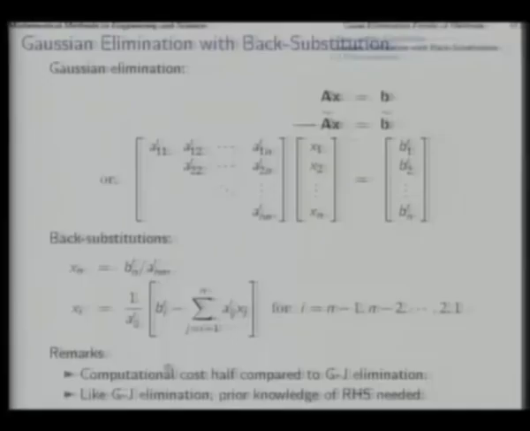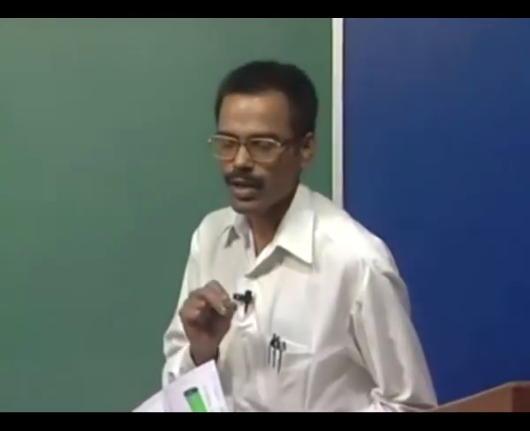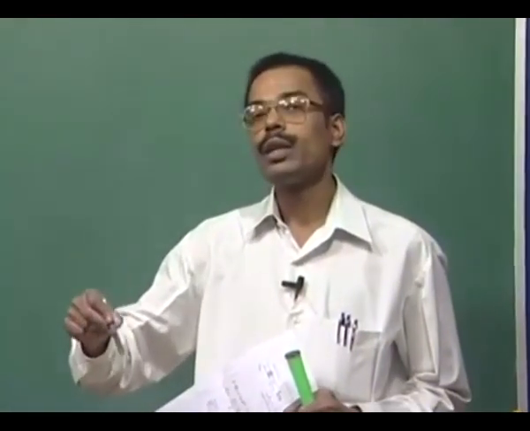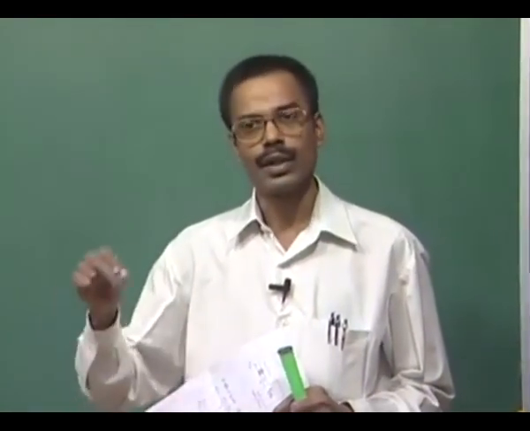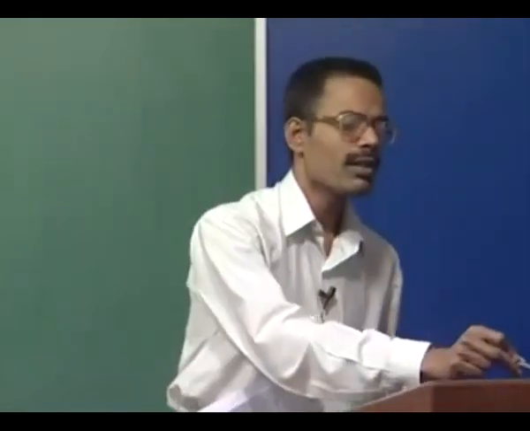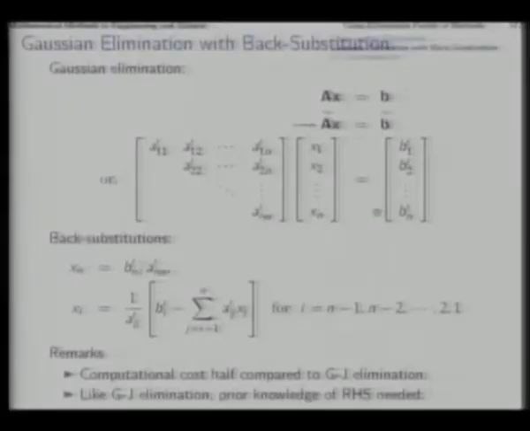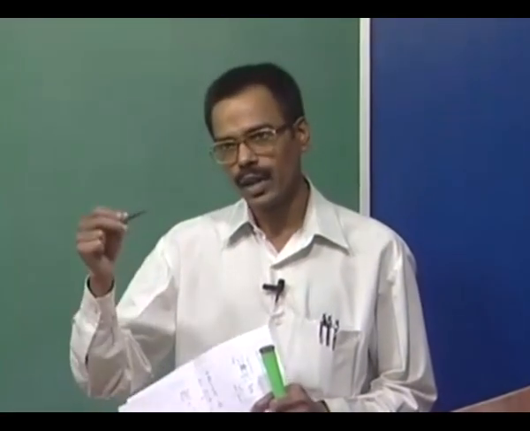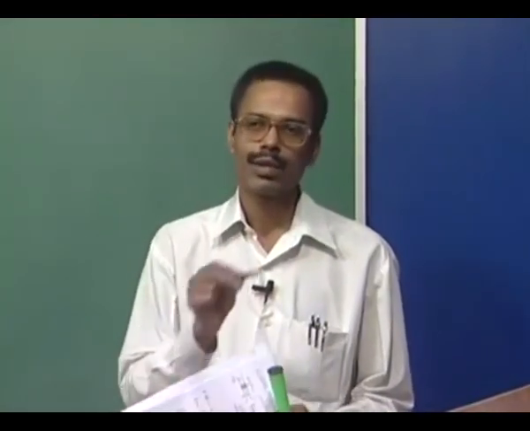You can say that the computational cost for a single right hand side is actually half compared to the Gauss-Jordan elimination method, which we discussed first. However, if you need to solve the system for several right hand sides, a large number of right hand sides, or if you want to find the inverse also, if that is needed, then Gaussian elimination will not offer you any advantage. That means, between these two methods, if you want to solve the system for several right hand sides, or if you want to find the inverse also, in that case you should prefer the Gauss-Jordan method.